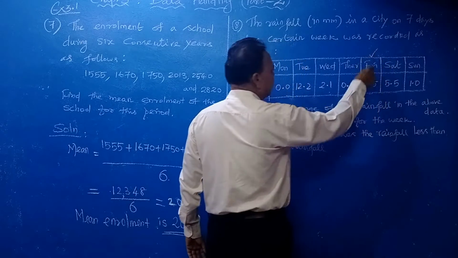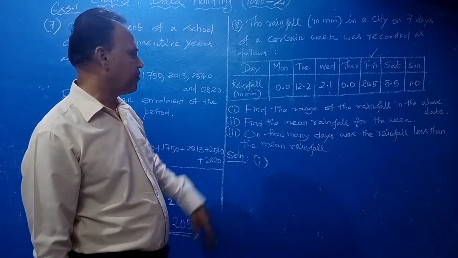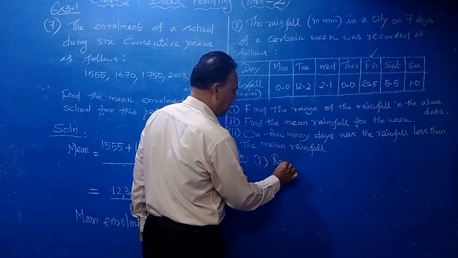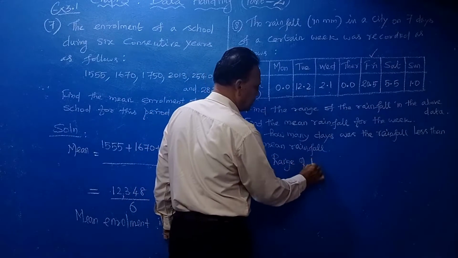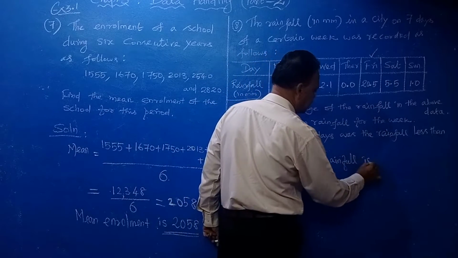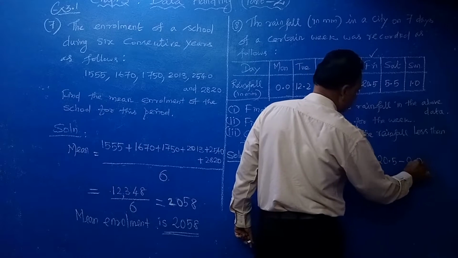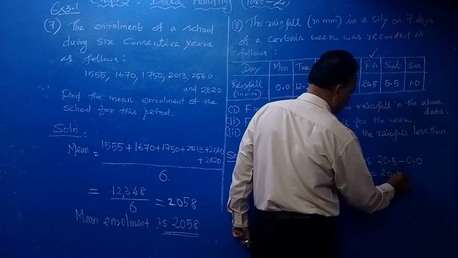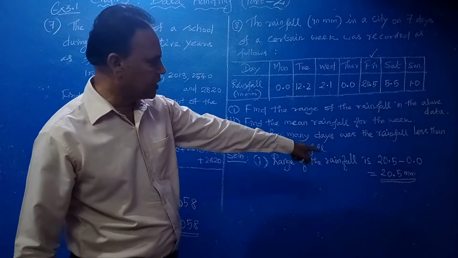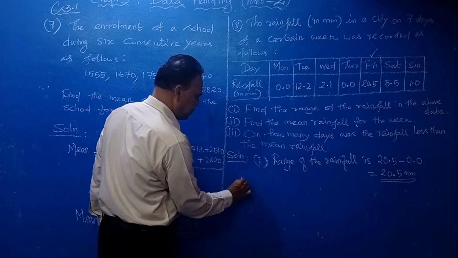20.5. That is on Friday. Friday is the highest observation. Lowest is 0. So the range is clear. The range of the rainfall is 20.5 minus 0.0. Clear? That is 20.5 millimeter. Understand? Highest observation minus lowest observation. Clear? That is range.